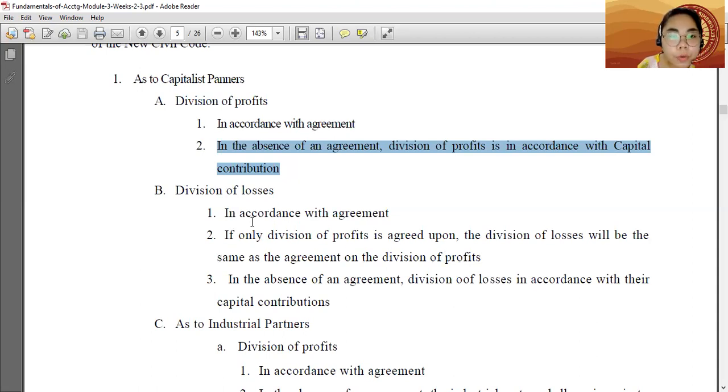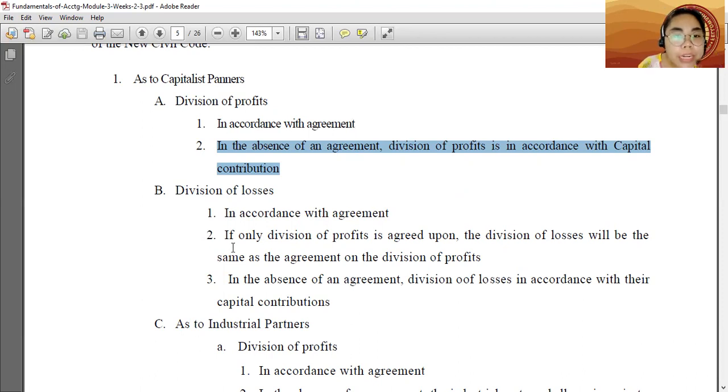So number one, in accordance with agreement. So there is a stipulation stated in the articles of partnership as to how the capitalist partners divide the losses in the partnership. So would it be possible that the division of income is different from the division of losses? So yes, if it is in accordance with the agreement, if it is stated.